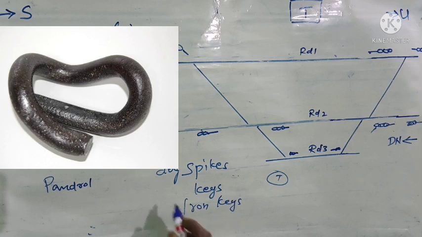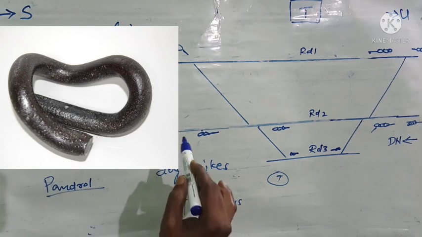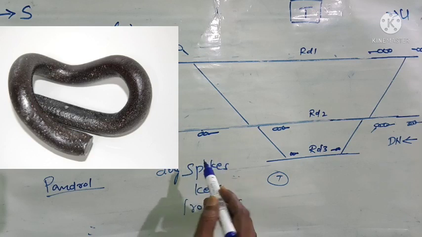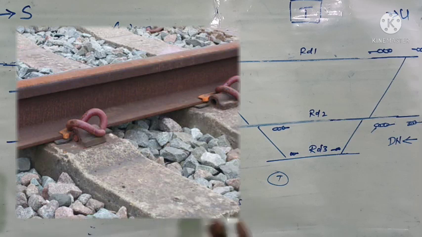Now we are using panrolls. We are saying panroll clips, not keys. This panroll clip is used to keep the rail with that of sleepers. So these panroll clips very rarely get loosened. Even then, if it gets loosened anywhere, the keyman will fix it using the hammer.